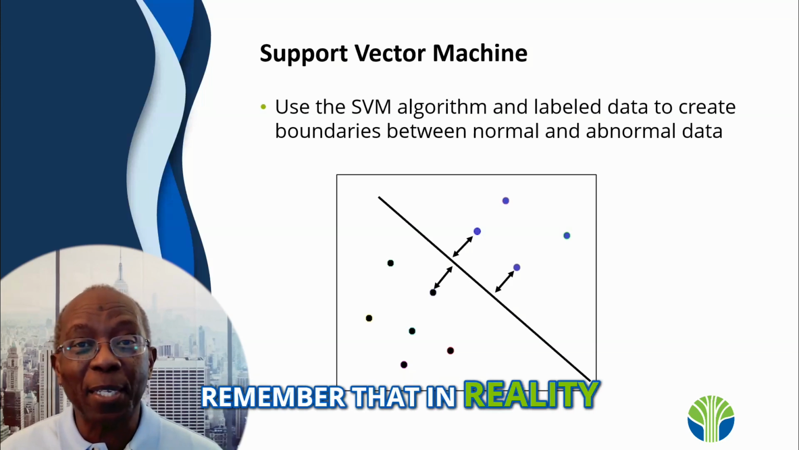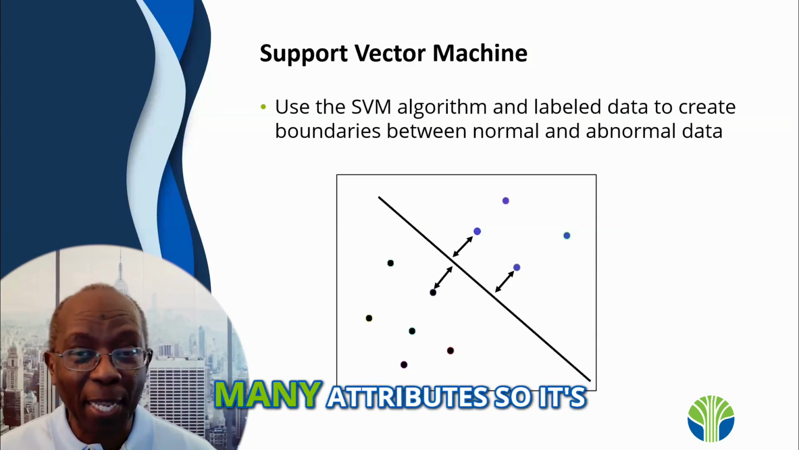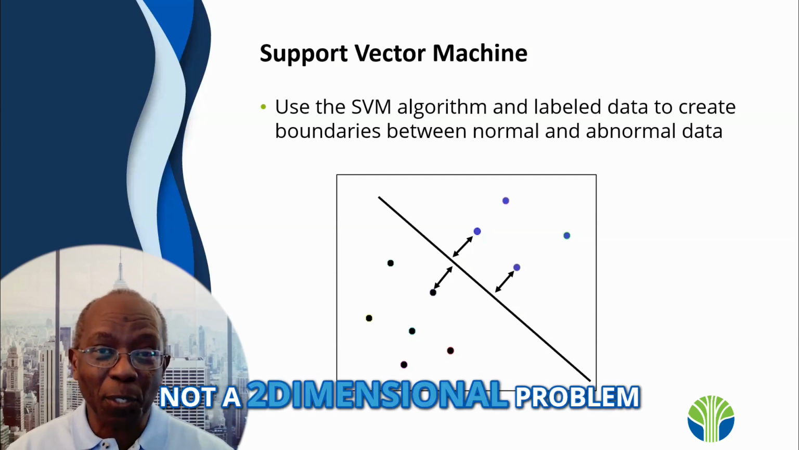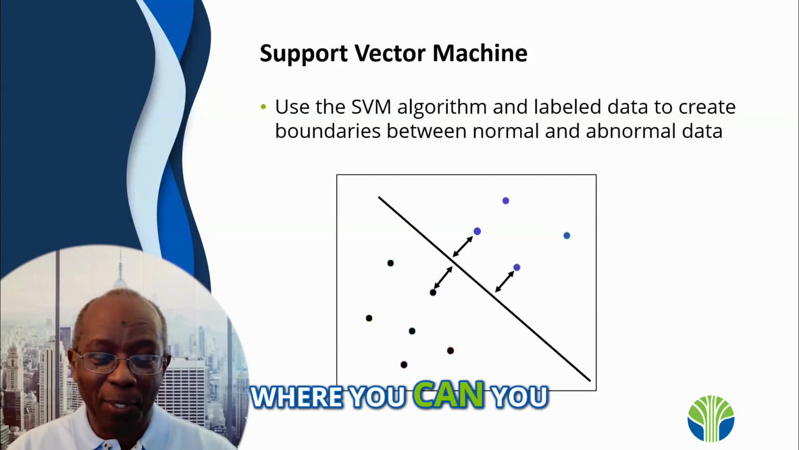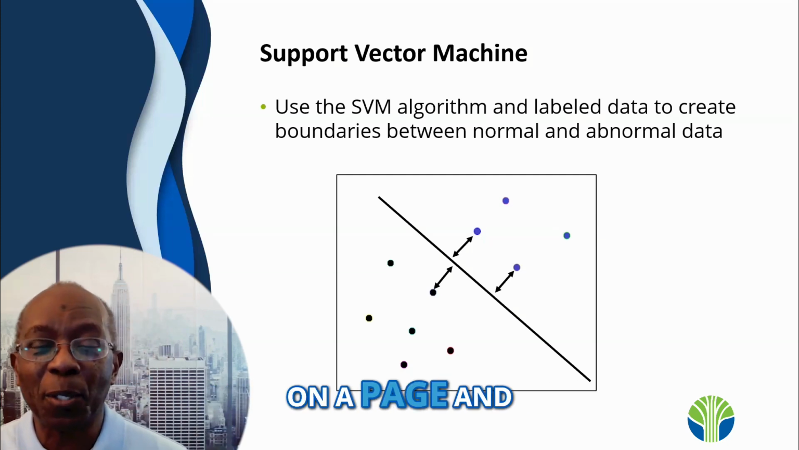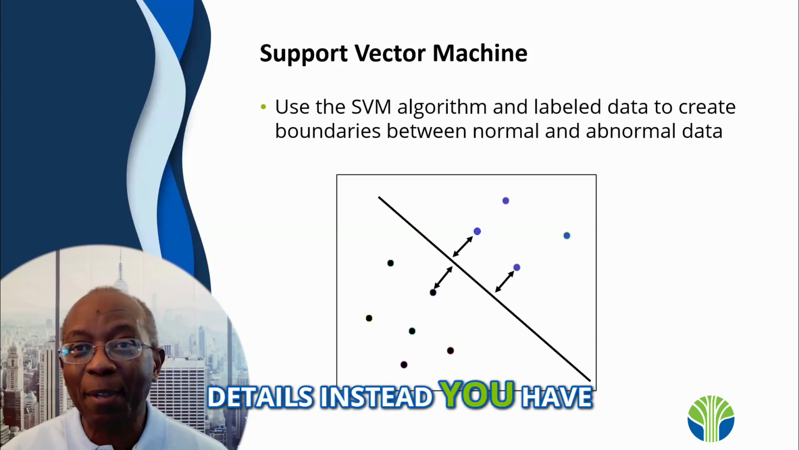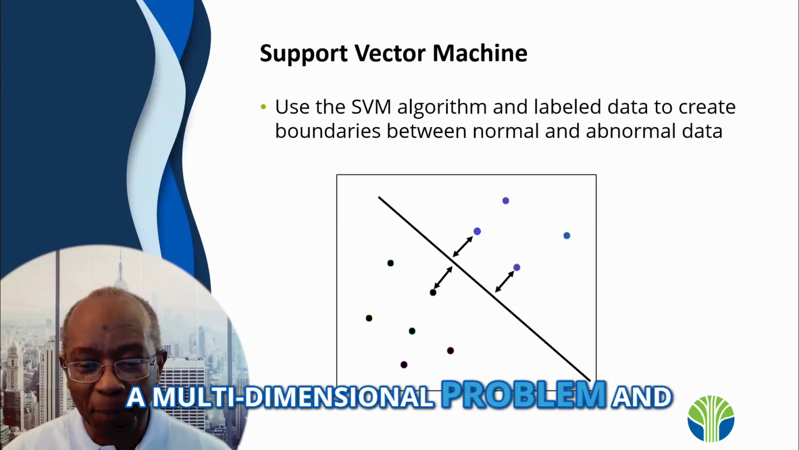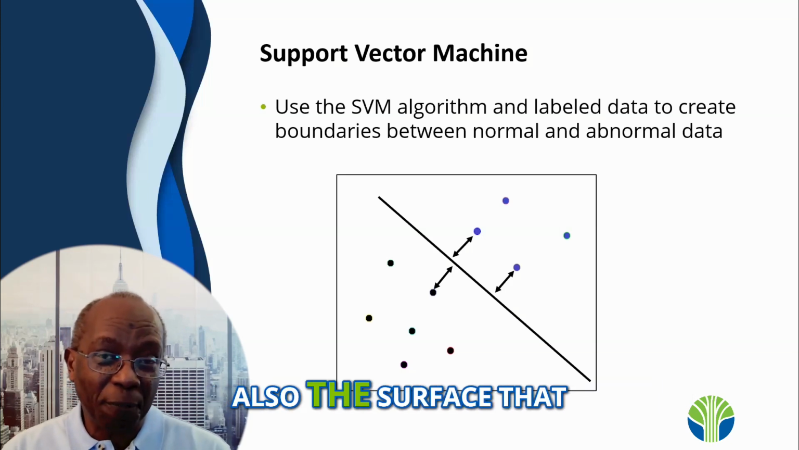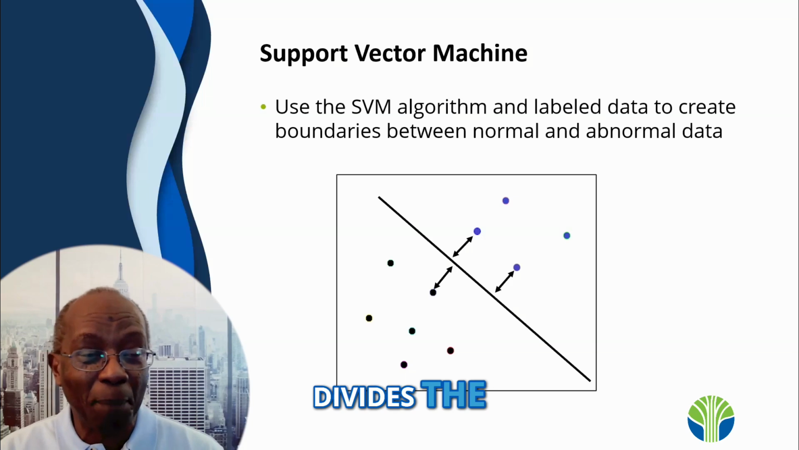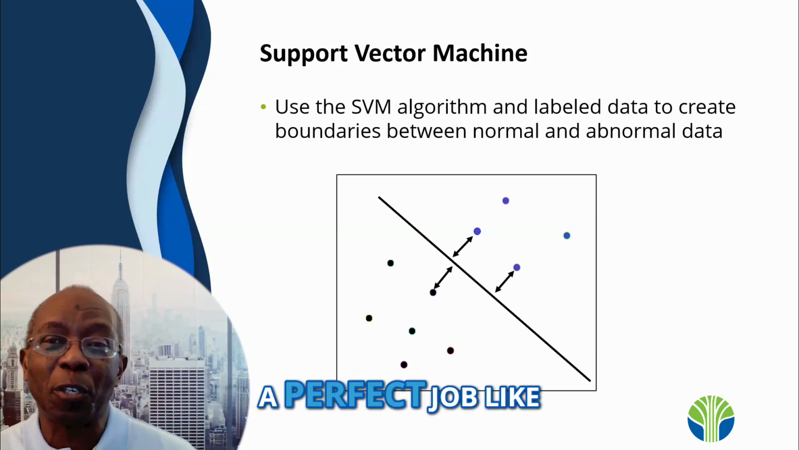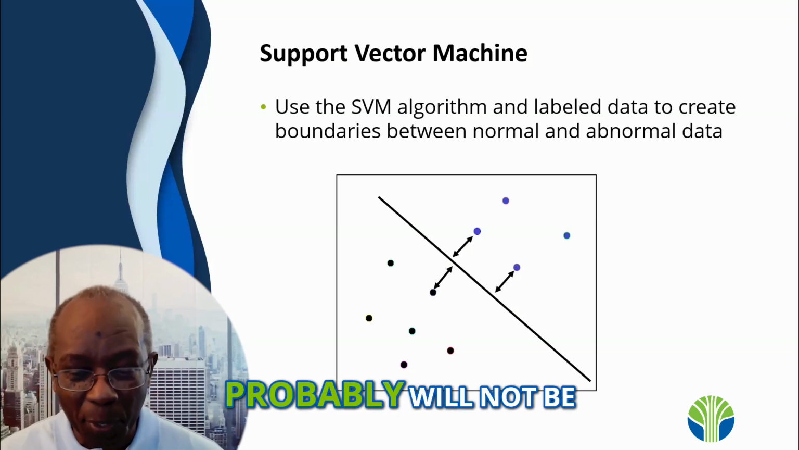Remember that in reality, you typically have very many attributes. So it's not a two-dimensional problem where you can draw it on a page and you see all the details. Instead, you have a multi-dimensional problem. And also, the surface that divides the data best will probably not do a perfect job like ours is doing, and probably will not be straight.